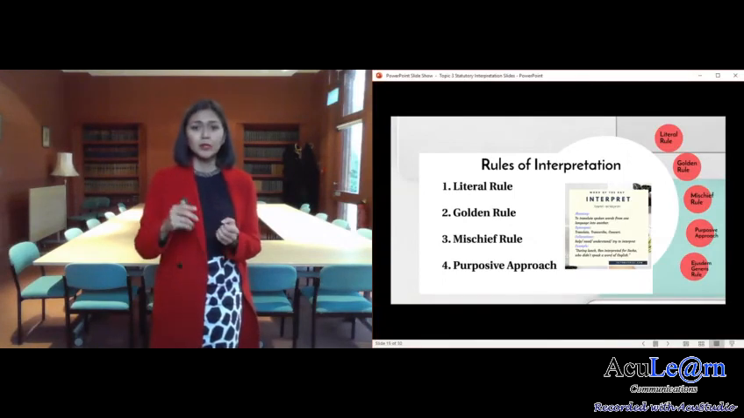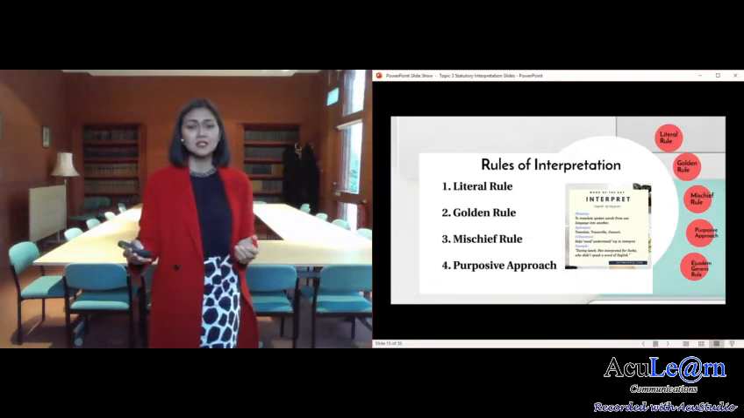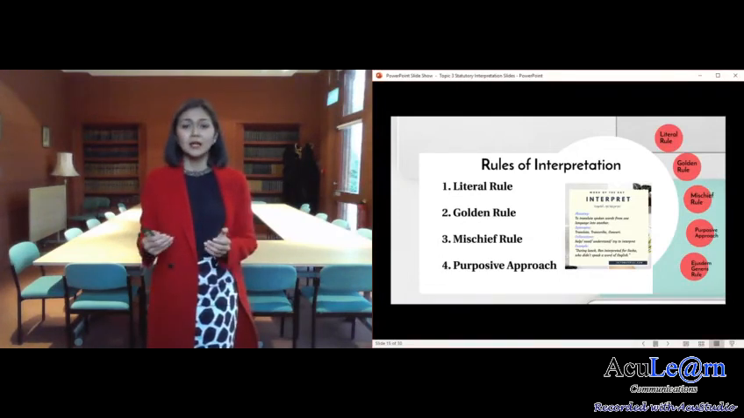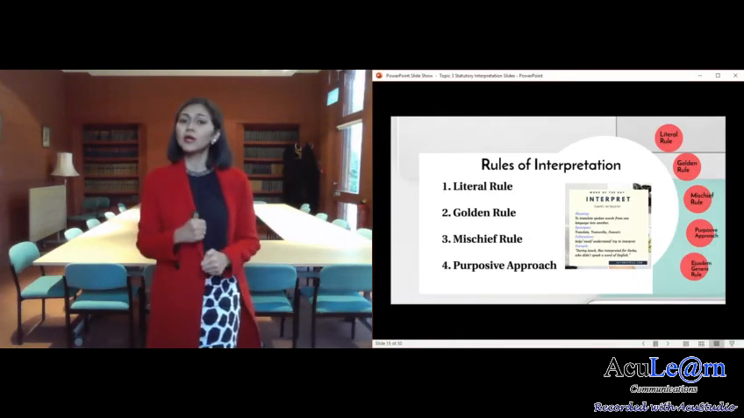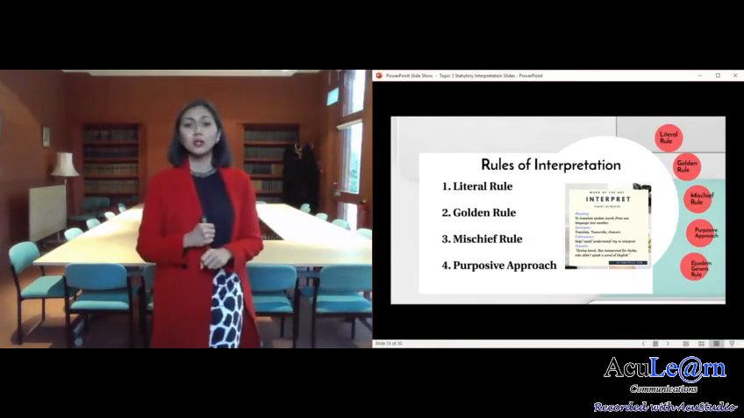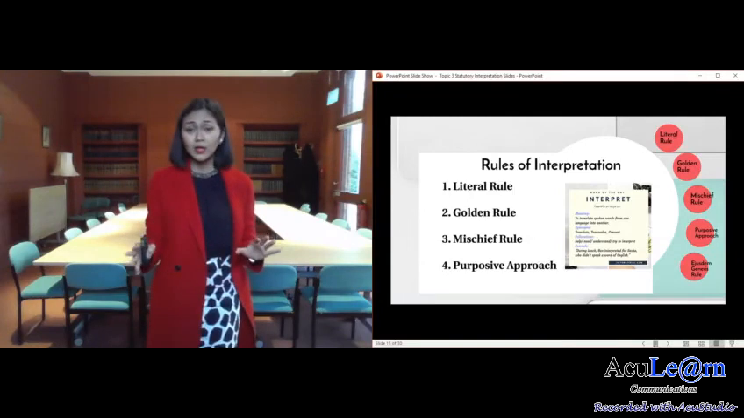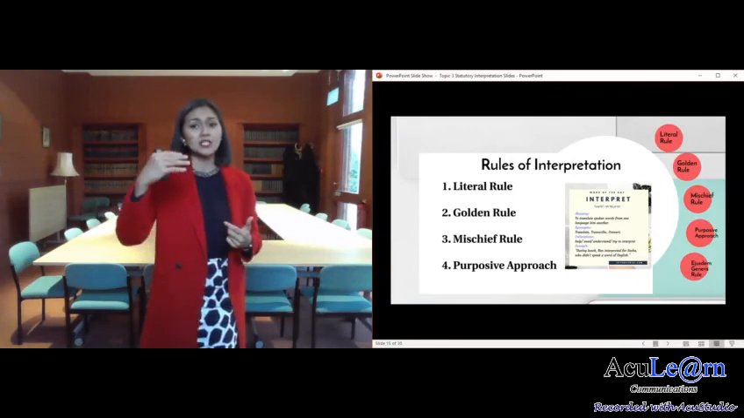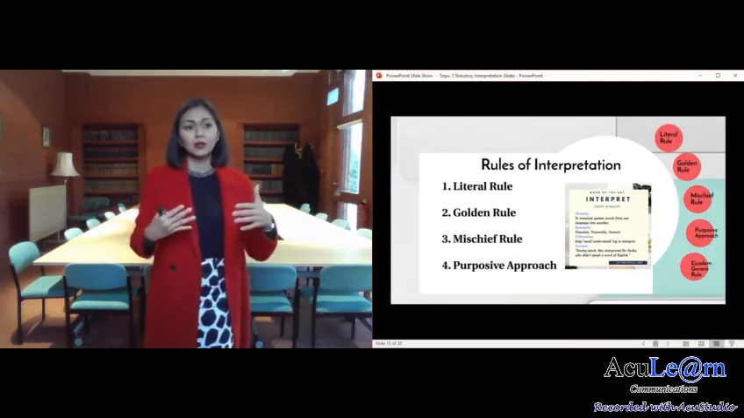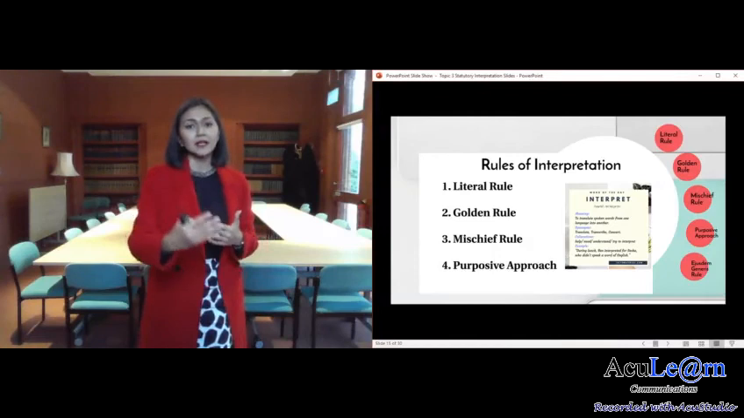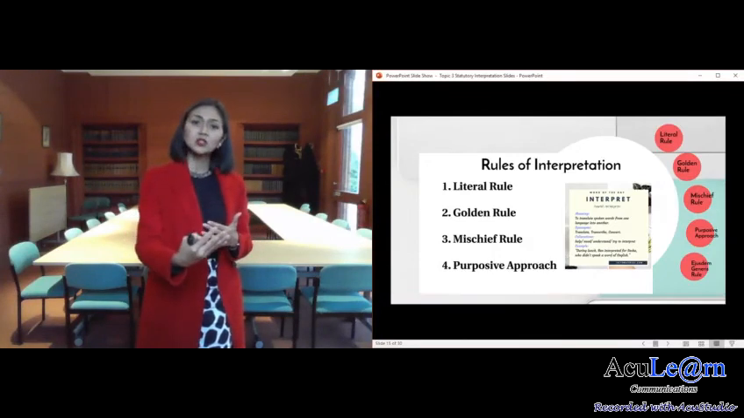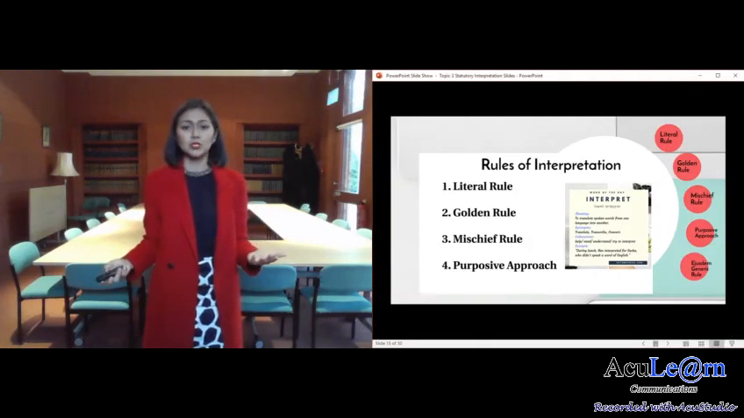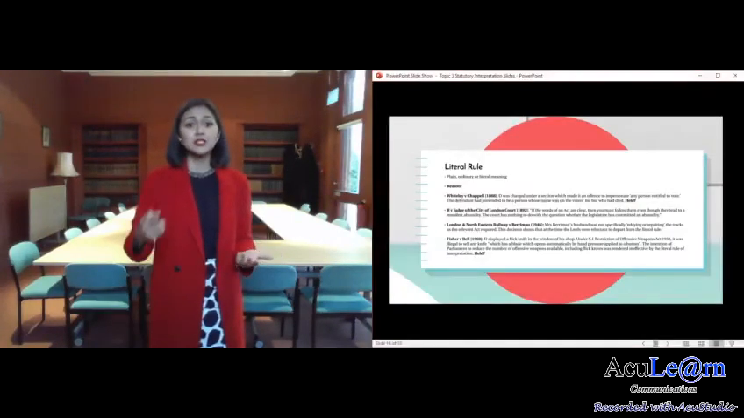When we talk about the rules of interpretation, it doesn't necessarily mean that judges need to adopt these four rules, or that judges need to mention in each judgment, okay, I'm going to interpret it based on the literal rule. It doesn't work that way. It's the role of lawyers, law students, academics, and researchers to look into the judgment itself and decide, okay, this is the interpretation using the literal rule, a golden rule, mischief rule, or even the purposive approach. So let's look at the literal rule first.